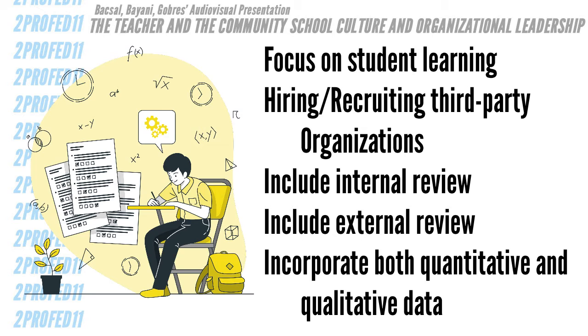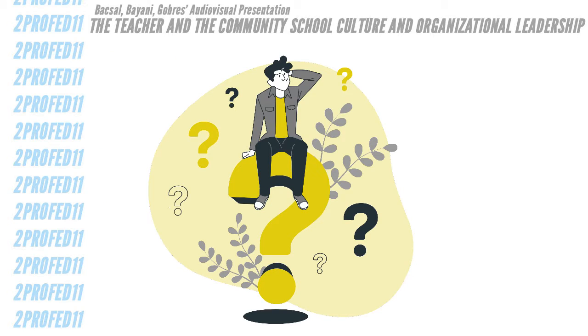Fourth, include external review. Districts should also look at pressing topics in the education community, emerging technological advancements, and other such things. And number 5, incorporate both quantitative and qualitative data. By examining both kinds of data, schools will be ensuring their accuracy. Let's say we were able to gather sufficient data that we need. Well, what's next?